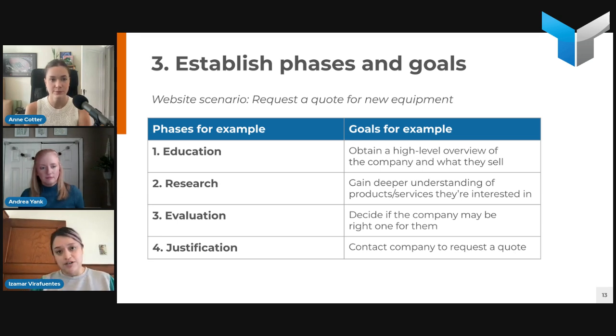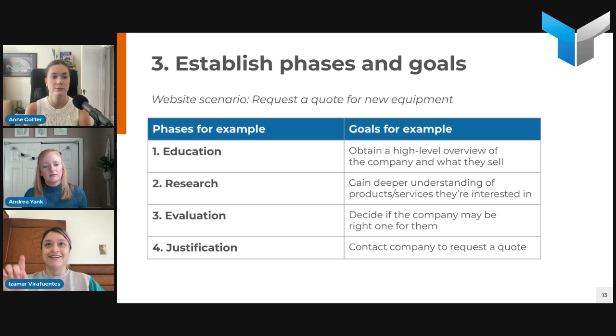Then the evaluation phase comes in, where they start deciding if you stack up against your competitors, or how you differentiate from other companies. So they could be looking at case studies, or looking more at your certification pages. Like if you have an ISO certification. I can't remember the exact certificate.